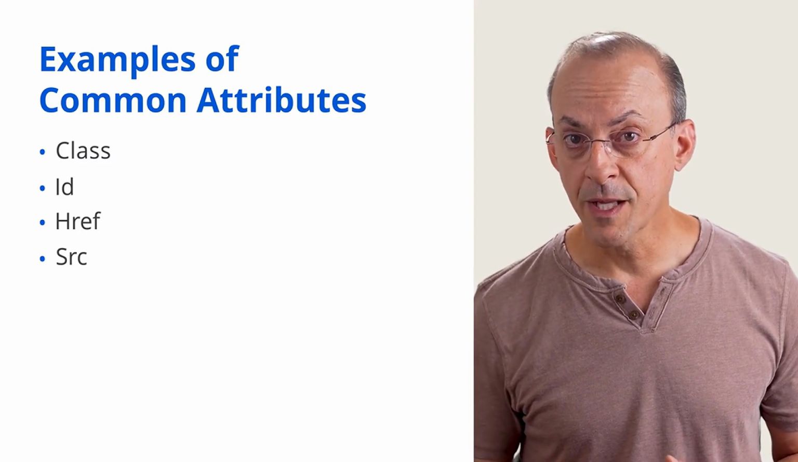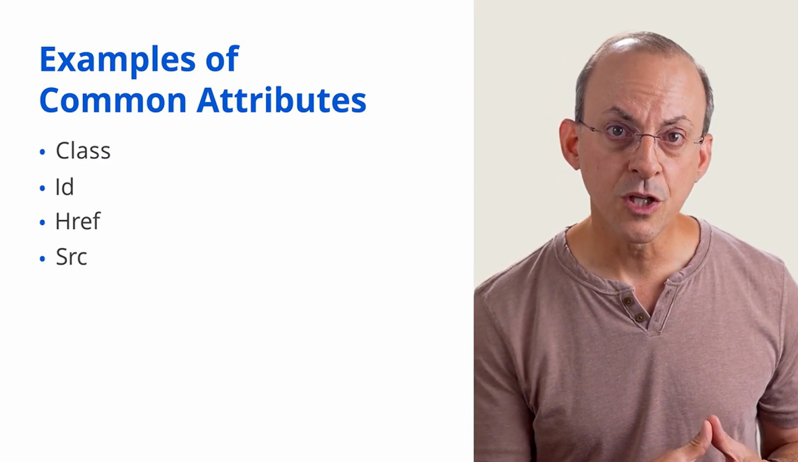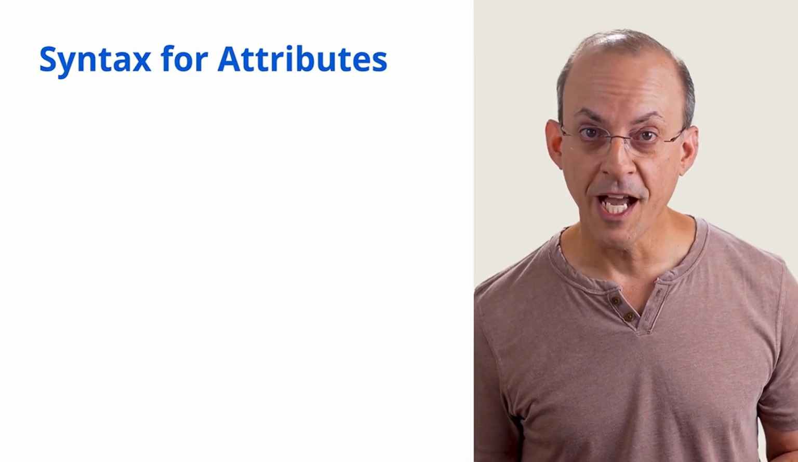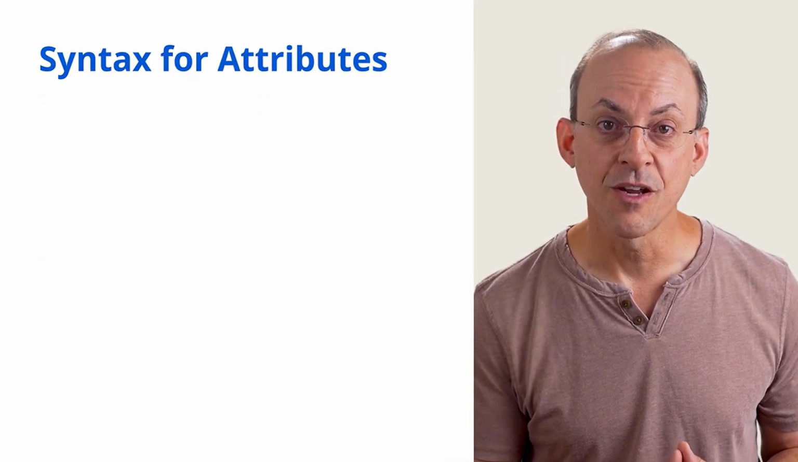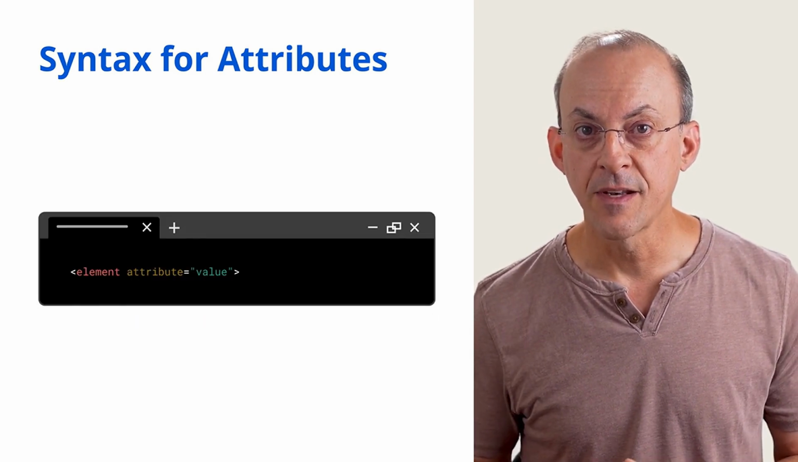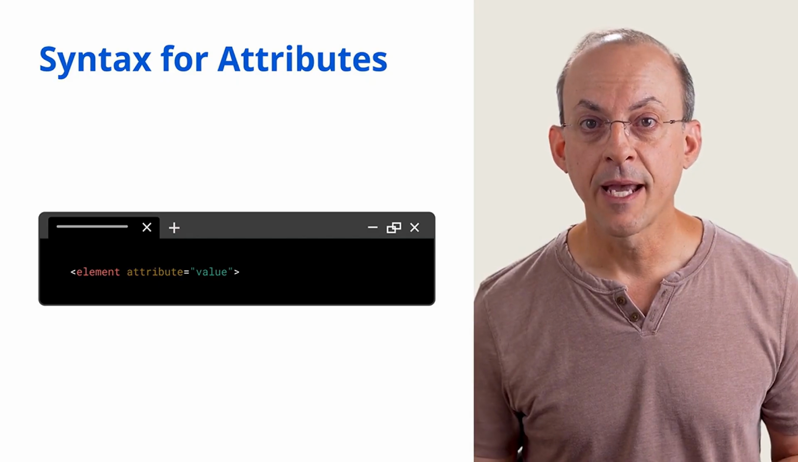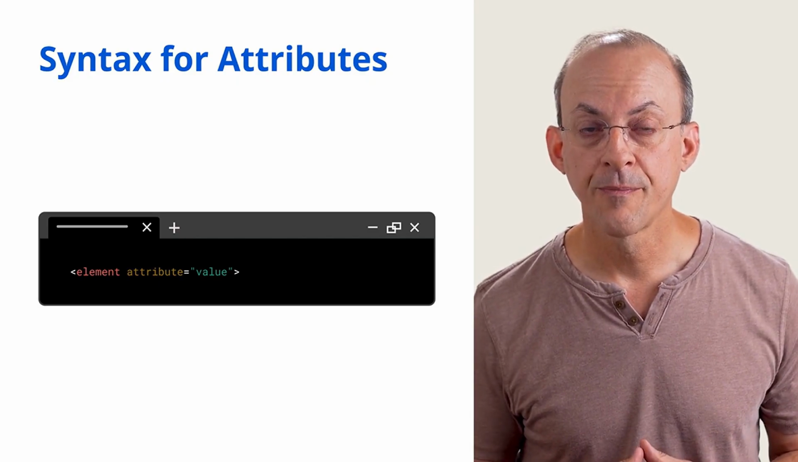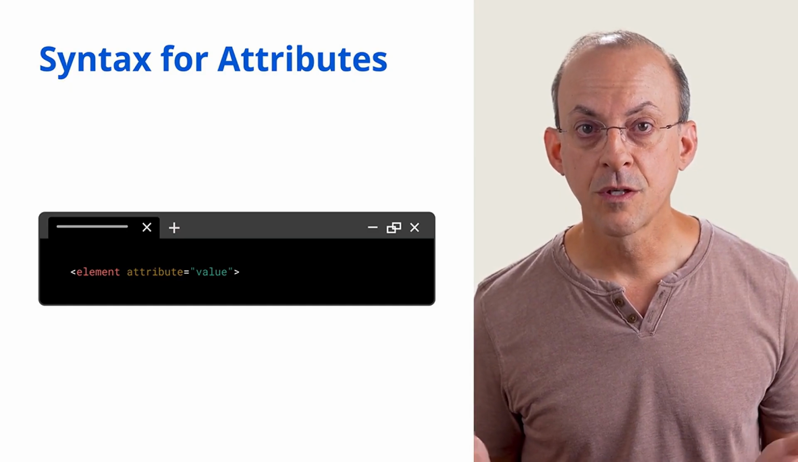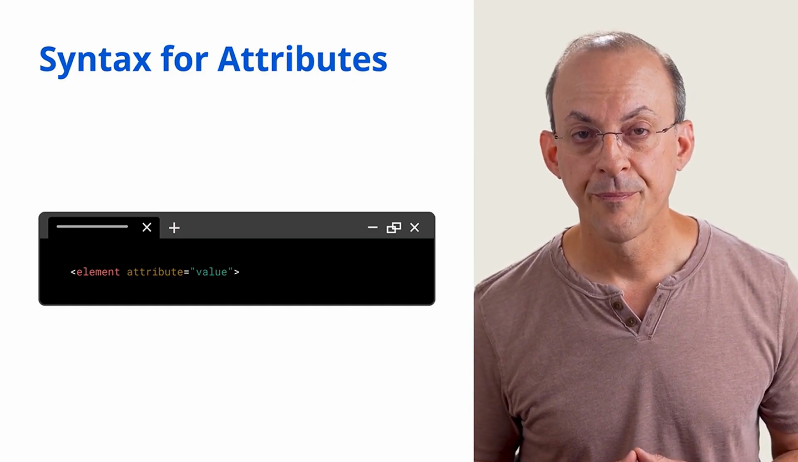Now that we've discussed some of the common attributes, let's explore how you can include them in your HTML elements. The syntax for including attributes in HTML tags is straightforward. An attribute is added with the opening tag and consists of the name and the value pair, separated by an equal sign and enclosed in quotes. Here's the general format: element, attribute equals, quote, value, end quote.